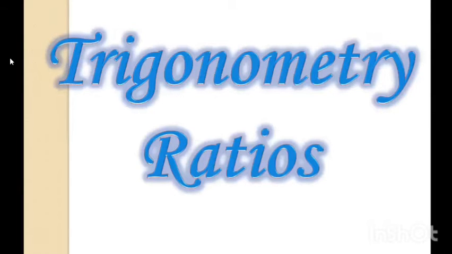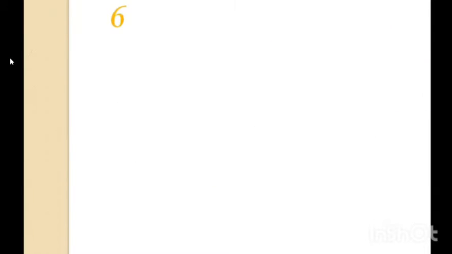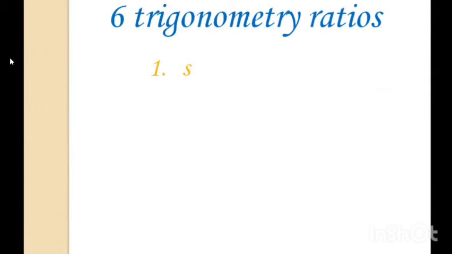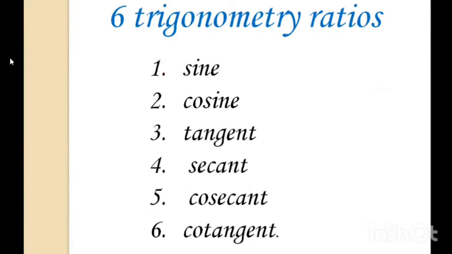When we are moving into trigonometry, the first thing you should know is trigonometry ratios. So what are trigonometry ratios? There are 6 trigonometry ratios: sine, cosine, tangent, secant, cosecant, and cotangent. Sine, cosine, and tangent are the three basic ratios, and secant, cosecant, and cotangent are the reciprocals of sine, cos, and tan. Let us move into that.